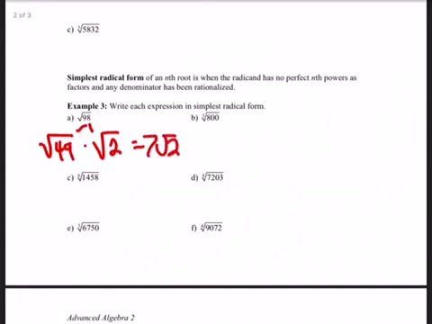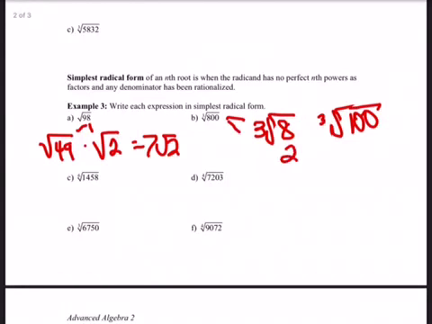Okay, now the rest of these aren't square roots. I've got a cube root for b, so I need to look for perfect cubes. So I've got the cube root of 32 times the cube root of 25. 32 times 25 gives me 800. Sorry, I'm thinking fifth root. I want cube root of 8 times cube root of 100. Okay, so cube root of 8 is 2.